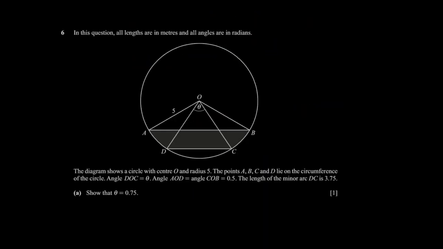All right, then, question 6, which is a circular measure style of question. The diagram shows a circle with center O and with a radius of 5. So here to here is 5, there to there is 5, and there to there is 5. The points A, B, C, and D lie on the circumference. Angle DOC, this one here, is theta. And angle AOD, which is the same thing as angle COB, is equal to a half. So I will just indicate that onto the diagram. That one there is a half, and that one there is also a half, okay?